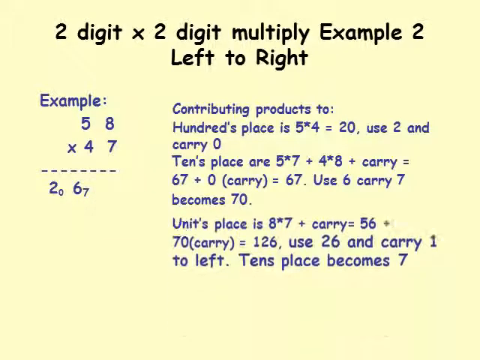Let's go back and continue. In units place, contributors are 8 times 7, which is units times units, 56. 56 plus carry 70 is 126. We now have 3 digits for units place. We can only use 2. Two are required, and the extra we carry back to the left. So we use 26 here and carry 1 to the left. And in tens place, with this carry 1 here, the 6 becomes 7.